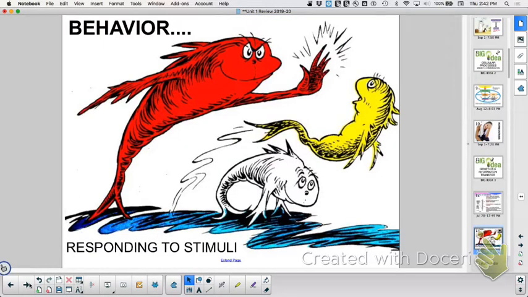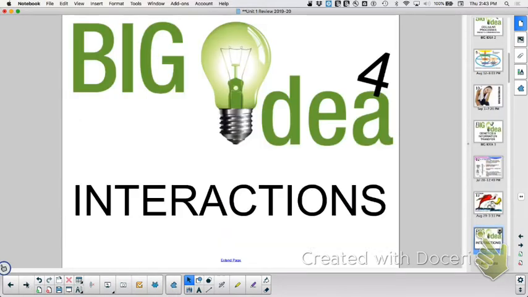Behavior. What is behavior? What's the definition of behavior? Response to stimuli. Okay, so your behavior is a response. Oh, it's right there on the board. Responding to stimuli. Good. Big idea 4, interactions.